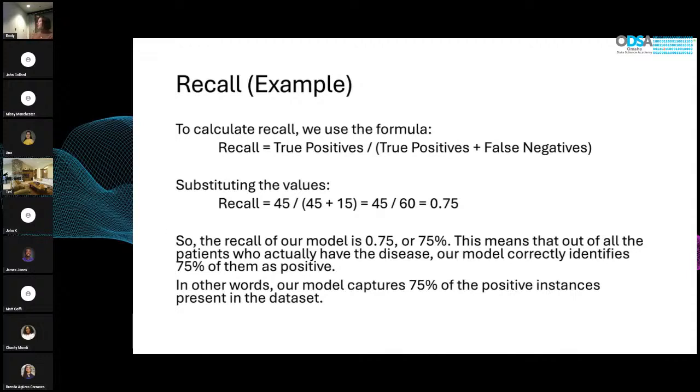So the recall of our model is 0.75 or 75%, which means that out of all of the patients who actually have the disease in real life, our model correctly found 75% of them. So we found 75% of the positive instances that existed within the data set.